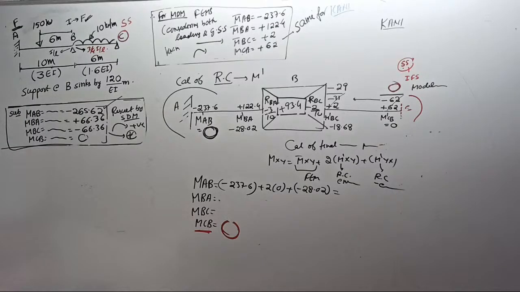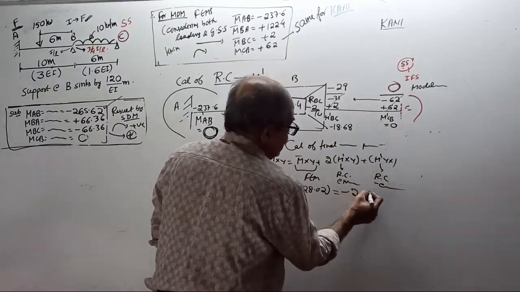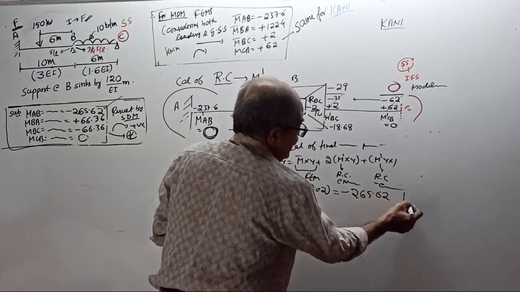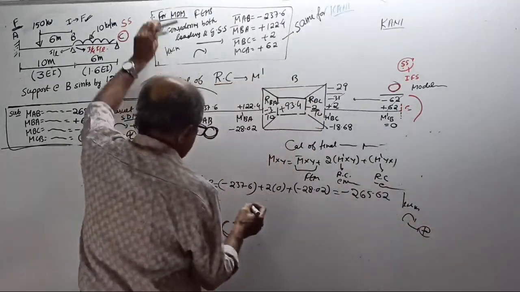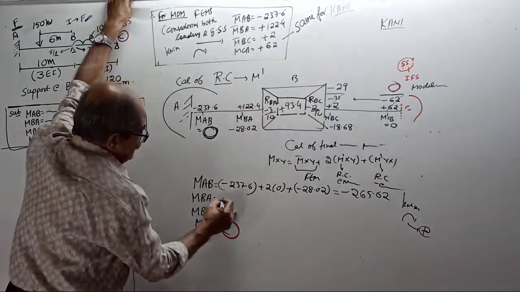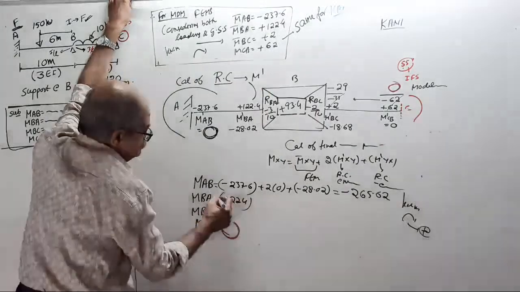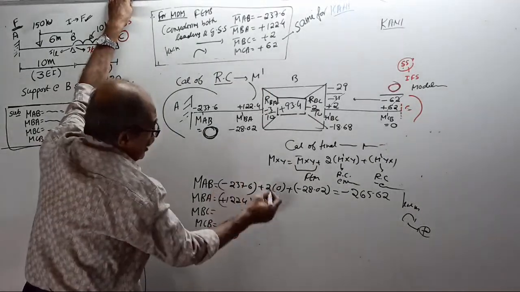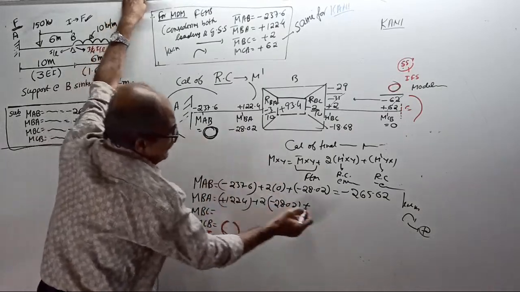Minus 265.62 kilonewton meter, all clockwise positive, go to star. MBA plus, see this moment, 122.4 plus 2 times of minus 28.02 plus far end is 0.